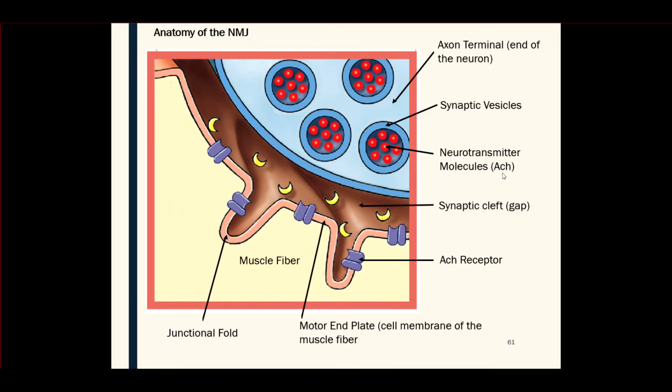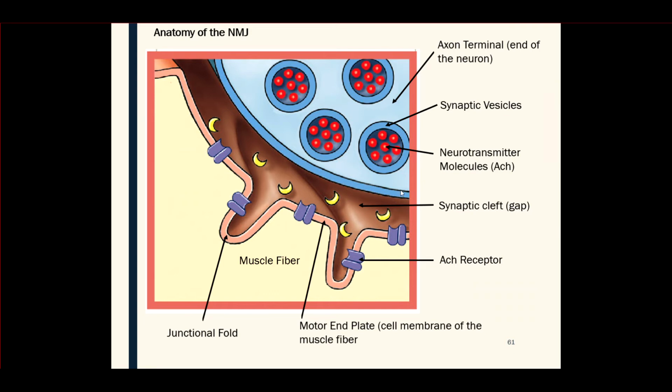This is the main neurotransmitter at the neuromuscular junction. You may have heard of other neurotransmitters. Maybe you've heard of chemicals like dopamine, serotonin, epinephrine. These are other examples of neurotransmitters. They just don't exist at this level. They don't exist at the neuromuscular junction.